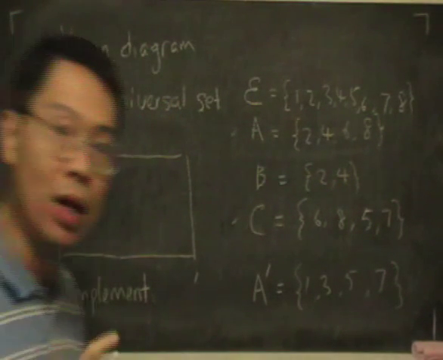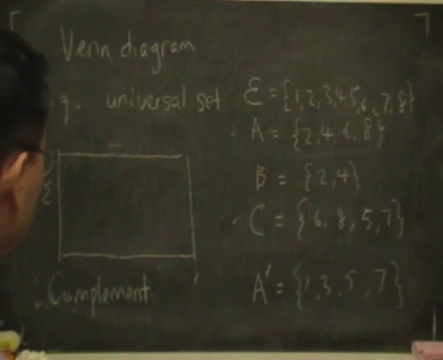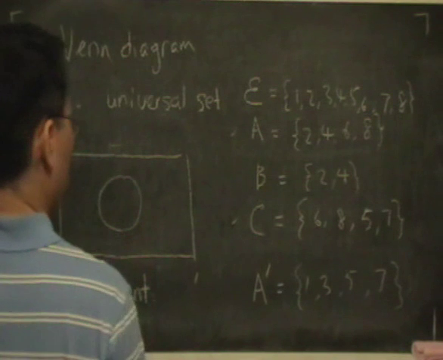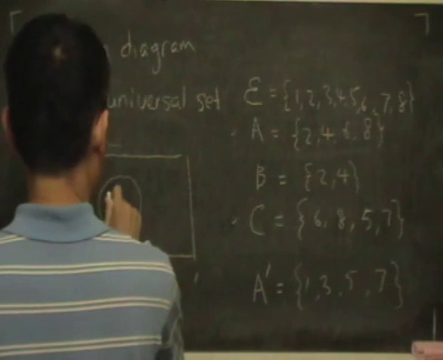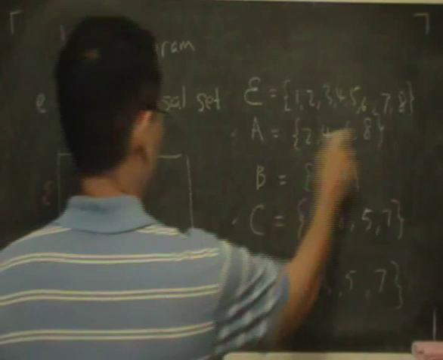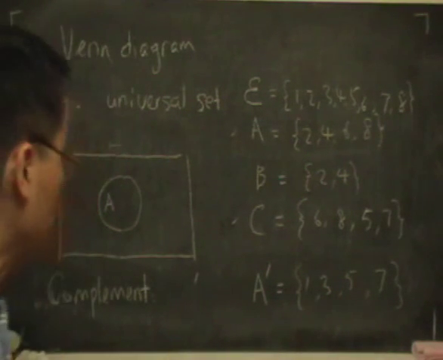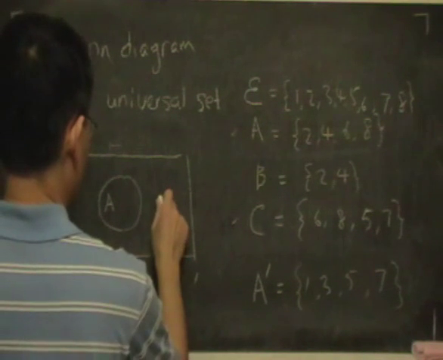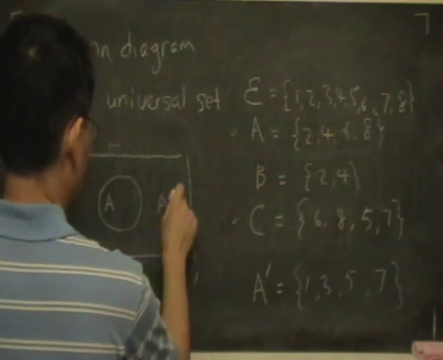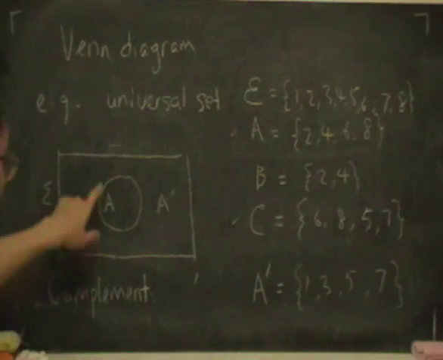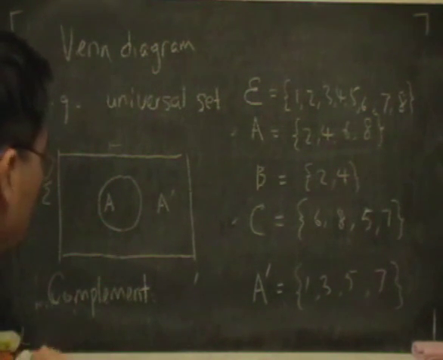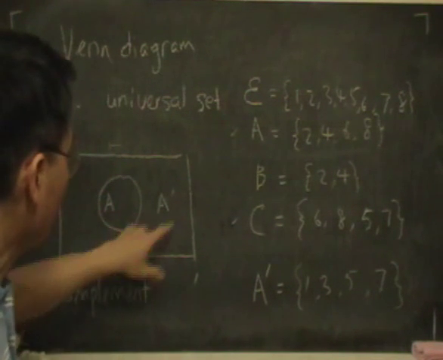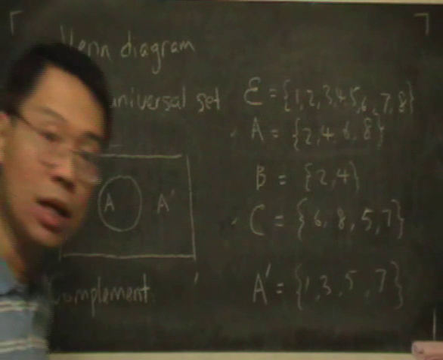And A complement, where would this be? Now if I draw the circle to represent A, which contains all those elements, then A complement refers to the region outside the circle. So we can imagine that the area inside the circle represents A, and the area outside the circle represents A complement.